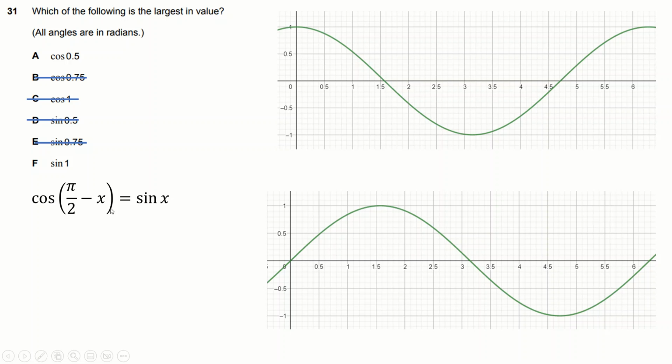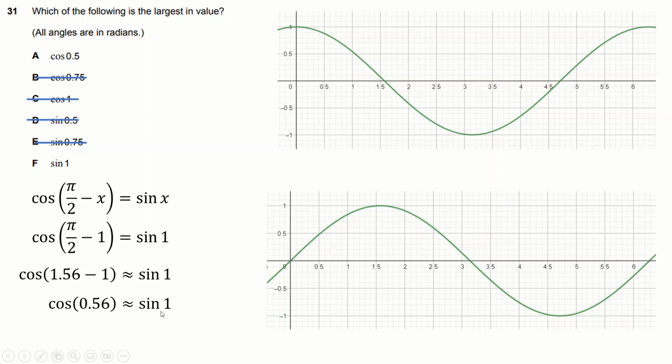Now, how am I going to use this? Well, if I just set x to be 1, and then say pi is like 3.14, so pi over 2 is about 1.57, going full engineer mode, then cos of 0.57 is about the same as sine of 1. So that means I know sine of 1 is almost the same as cos of 0.57, but cos of 0.57 is slightly smaller than cos of 0.5. So this one must be the biggest out of these two, and that'll be my answer.